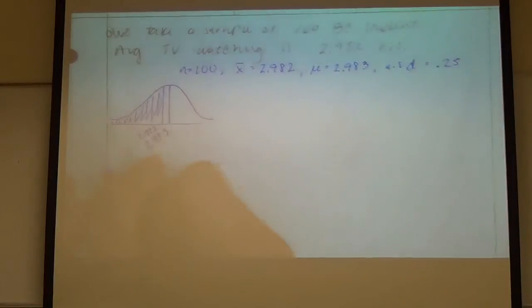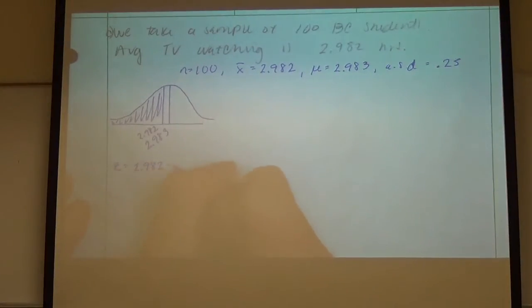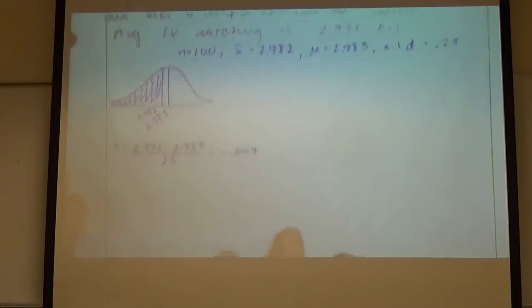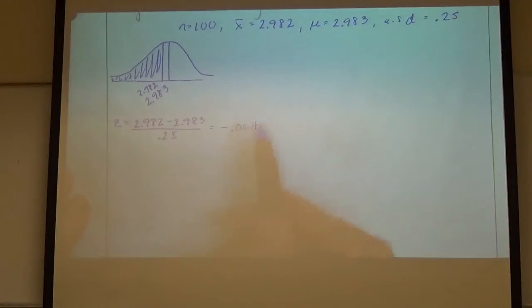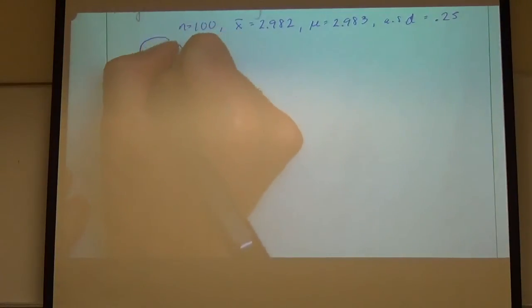Here my z-score is going to be 2.982 minus 2.983 over my adjusted standard deviation, which is 0.25. When I do that calculation, I get a z-score of 0.004. So I'm already thinking, that's really close to the population mean. I think I know what's going to happen even before I finish this out. That means that the probability of x bar being less than 2.982 is going to equal, this whole thing would be 0.5.